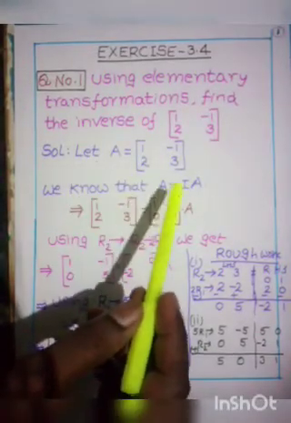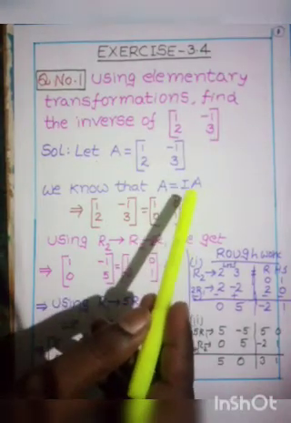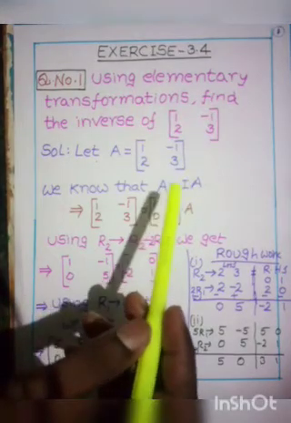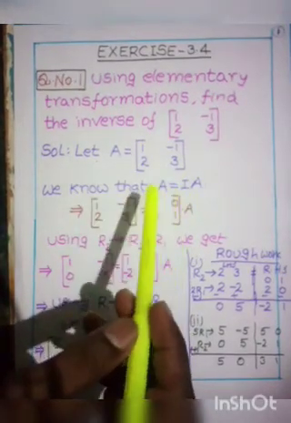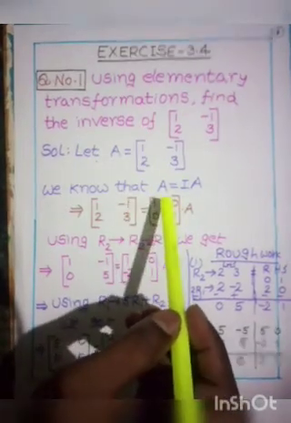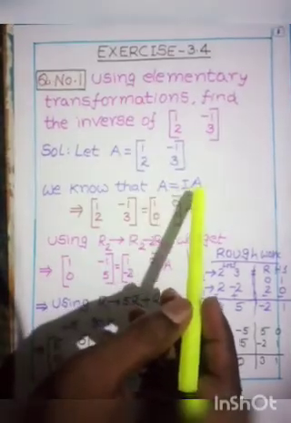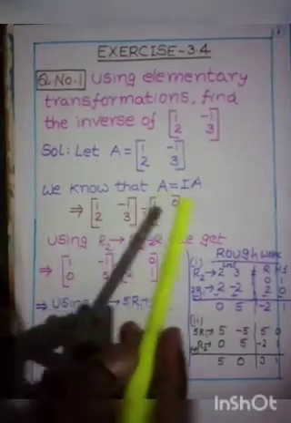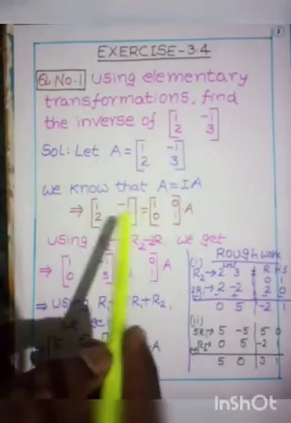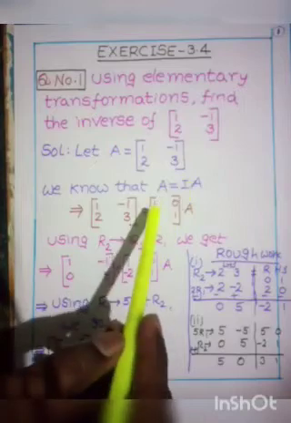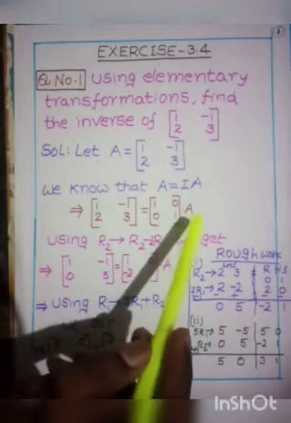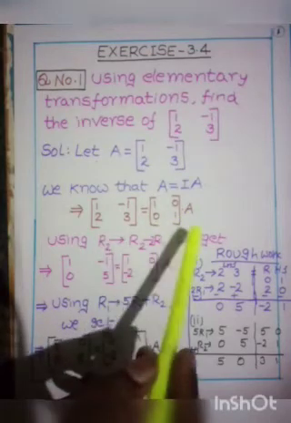We know that A is equal to I into A. In this method, we write this first step for any question. To use the row operations, we use this equation, A is equal to I into A. In this equation substitute matrix A, 1 minus 1 2 3, is equal to I, means matrix 1 0 0 1, identity matrix, into A. Understood this step, my dear children?